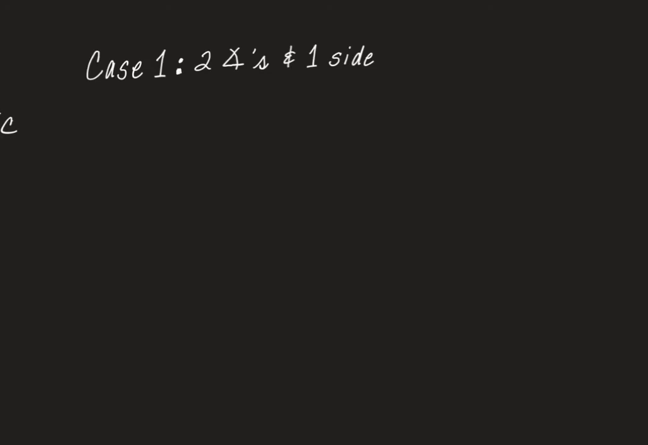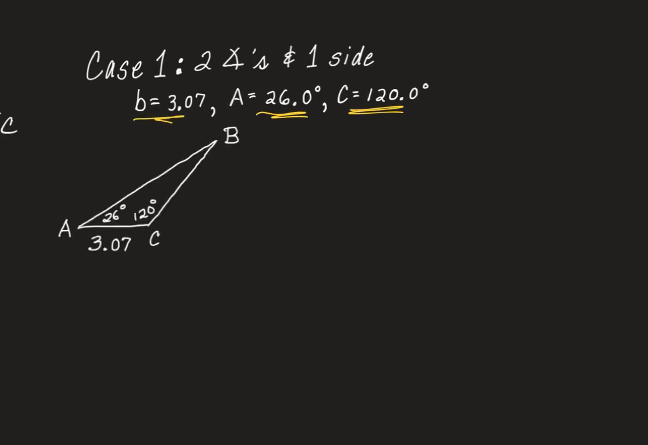We'll look at case 1, which gives you two angles and one side and asks you to solve the rest of the triangle. So here are the two angles and the one side. I recommend that as you're working through these, if a diagram is not given to you, please go ahead and draw the triangle so you can see what you're working with.